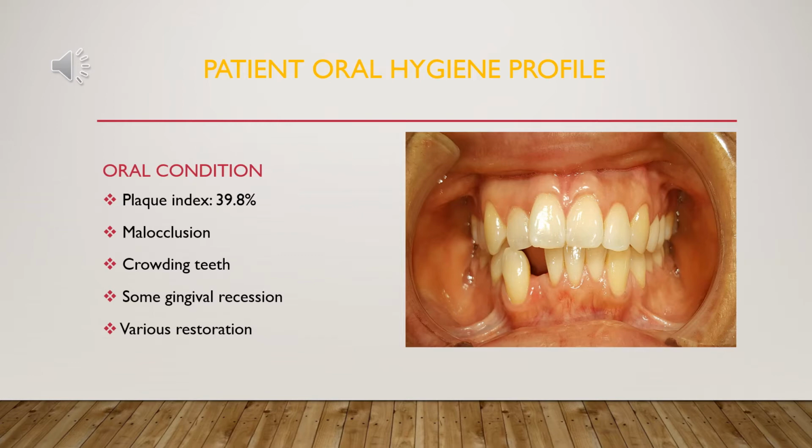This is my patient's oral hygiene profile. Her oral hygiene status is fair, and the caries risk is low. The patient has mild malocclusion, crowding of the anterior teeth, and some gingival recession, also various restorations.